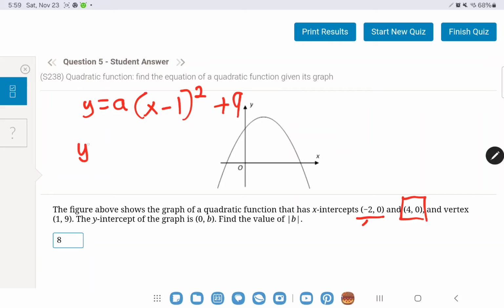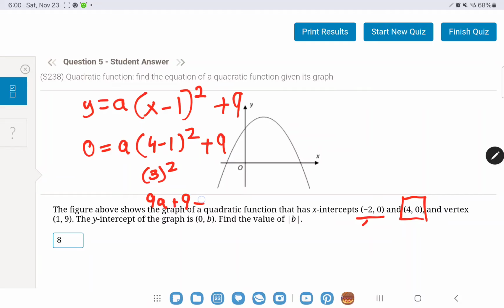So y, here y is 0. So 0 equals a into (4 minus 1) squared plus 9. So 4 minus 1 is 3, squared is 9. So 9a, because you're multiplying it with a, plus 9 equals 0. So 9a equals negative 9. So a equals negative 1. And that's how you solve for a.